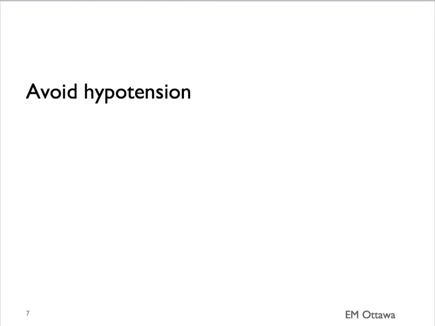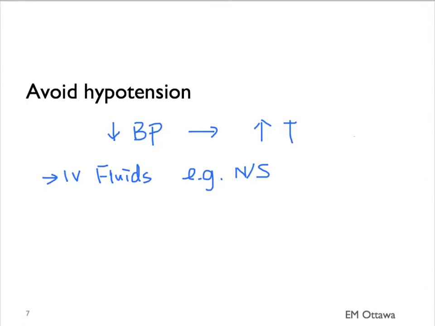For patients with intracranial bleed, it is important that we avoid hypotension. Hypotension can increase mortality in patients with intracranial bleed. We avoid hypotension by giving fluids, such as normal saline. Sometimes vasopressors are used to avoid hypotension.